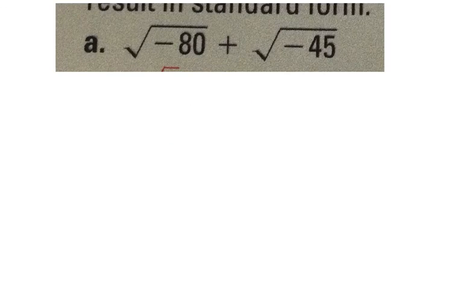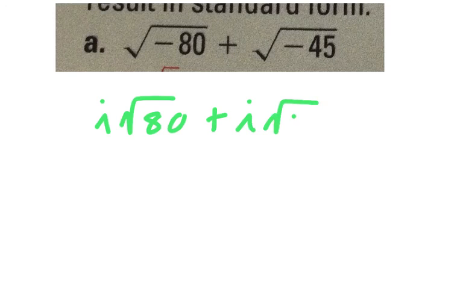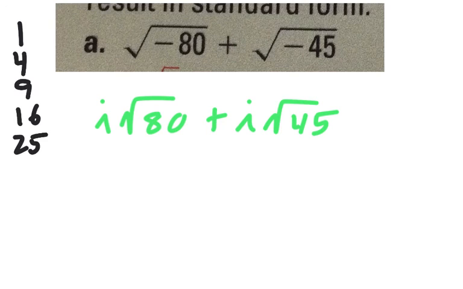So same thing, I've got to get the negatives gone. So that's i radical 80 plus i radical 45. So I'm thinking of my perfect squares. 1, 4, 9, 16, 25, 36, 49, 64, 81. All right, I've gone over them both. So let's just focus on 80 first. 64 times something is 80? No. 49 times something? No. 36 times something? 36 times 2 is 72, so that's not going to work.